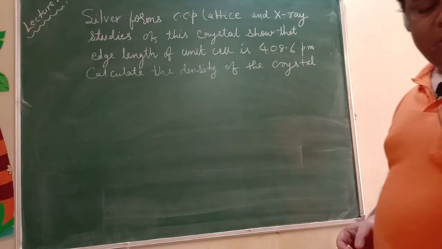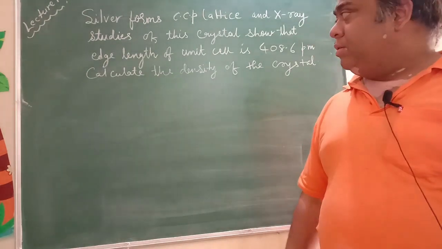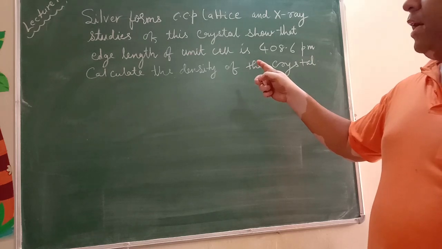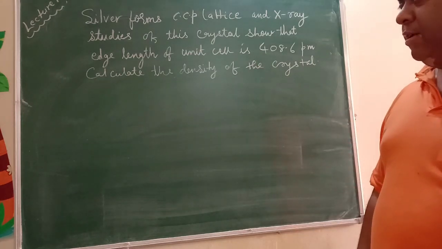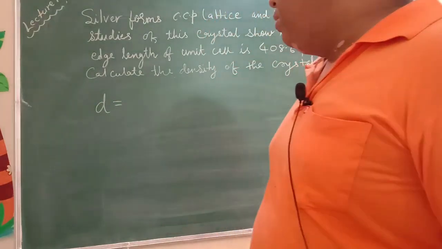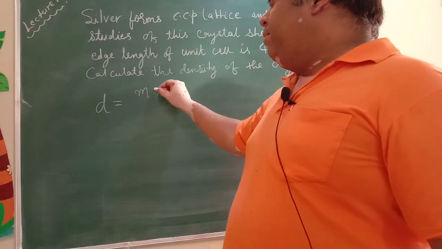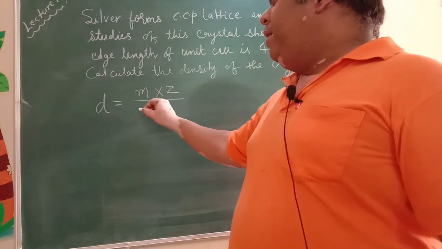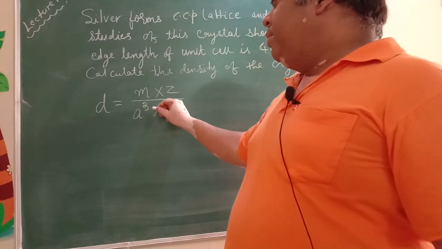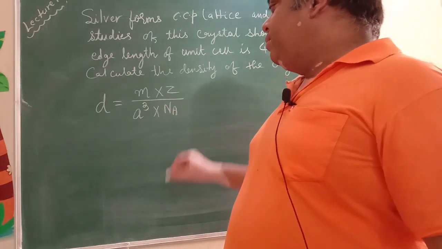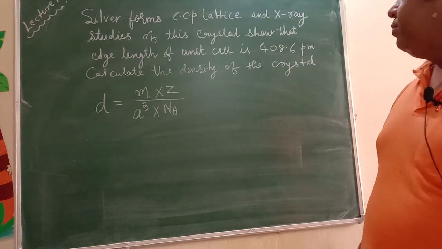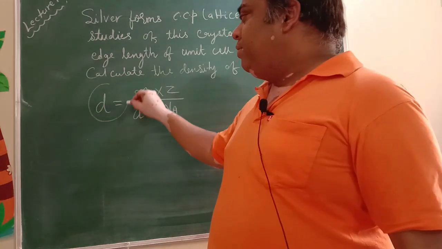So based on the formula of density of crystals, this is a numerical problem which can be solved directly by putting the value in the formula itself. We know that density of the unit cell of a crystal is equal to molar mass multiplied by number of atoms divided by cube of the edge length, that means volume, and Avogadro number. So let us put the value and we will get the answer. You have to calculate the density.